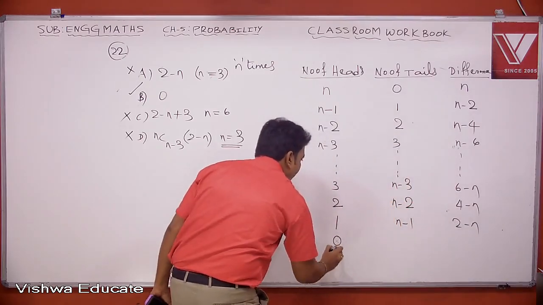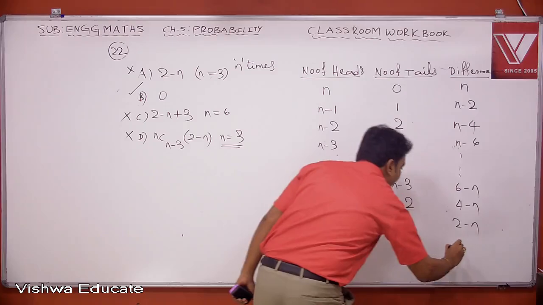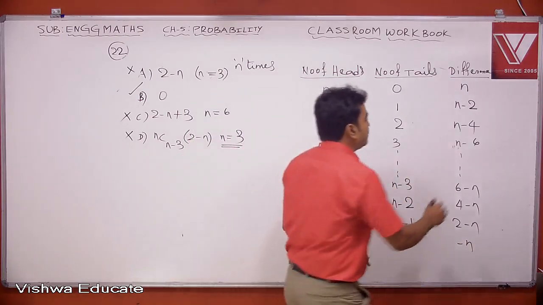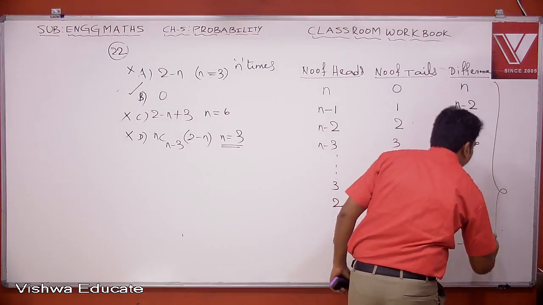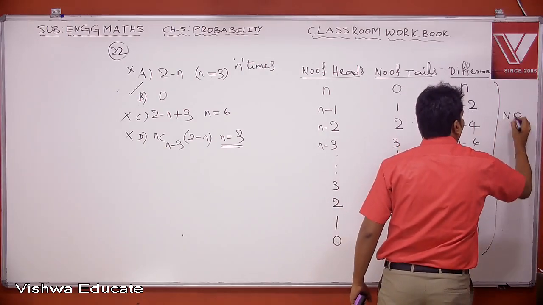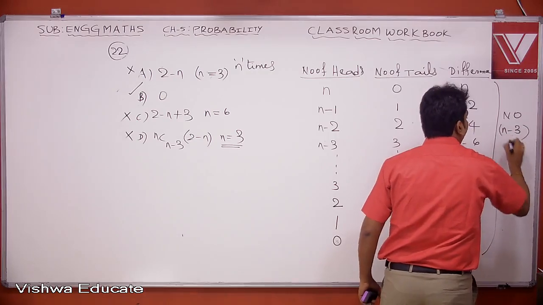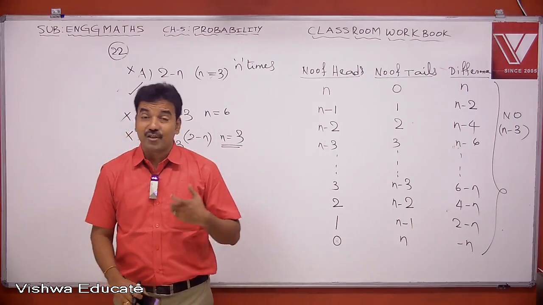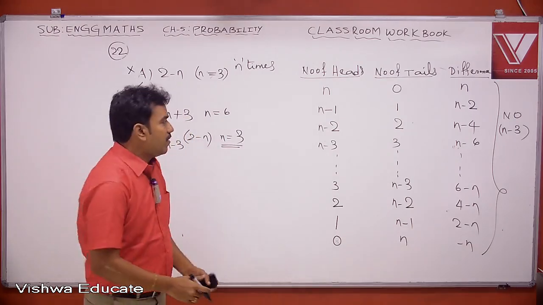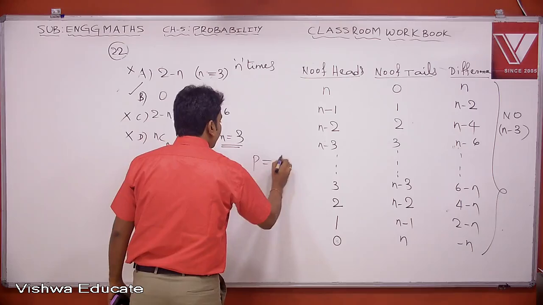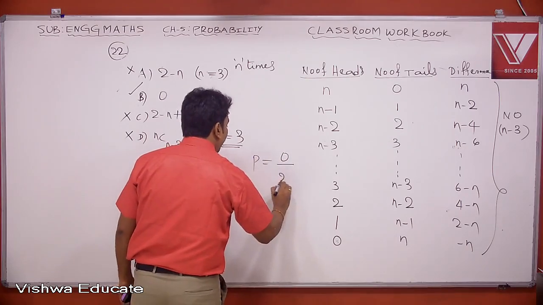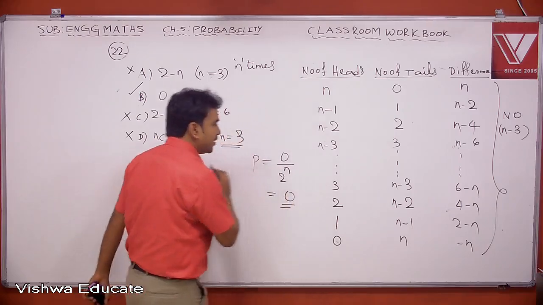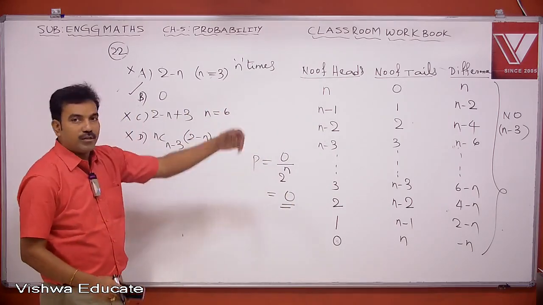If we have 0 heads, that means all tails, the difference is minus n. Now when you look at the entire difference table, there is no n minus 3. So that means there is no chance to get n minus 3 as the difference between the number of heads and the number of tails. Therefore, the required probability is 0 divided by the total number of sample points. The coin is tossed n times, so the total number of sample points is 2 power n. So the required probability is 0. Okay. So note these points.